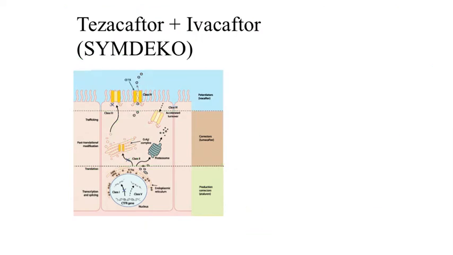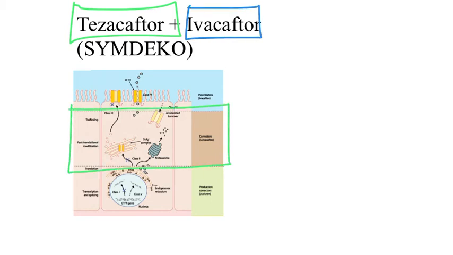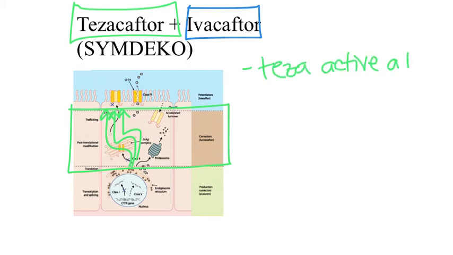The next CFTR modulator developed is tezacaftor, which is administered together with ivacaftor as Symdeko. Similarly to lumacaftor, tezacaftor is a corrector or conformation stabilizer that allows CFTR to be properly trafficked to the surface of the cell. The main difference between tezacaftor and lumacaftor is that tezacaftor has activity and ability to correct trafficking of mutations other than just F508 delete.